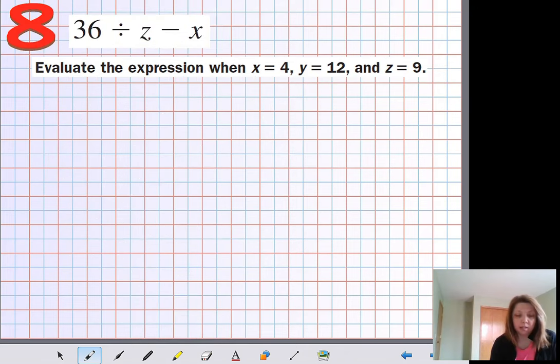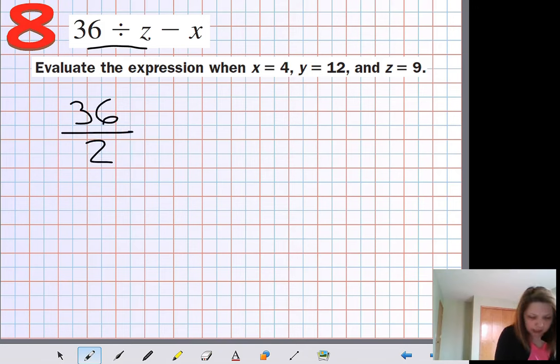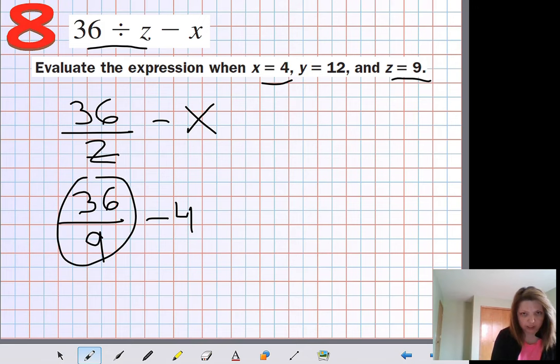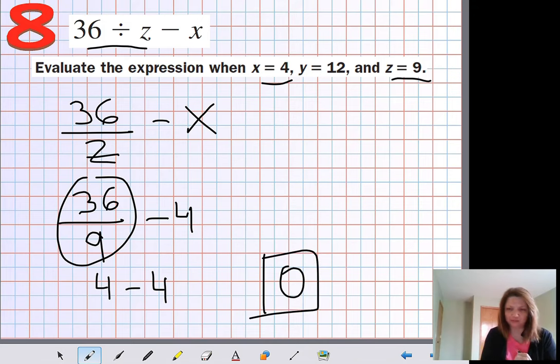36 divided by z minus x. So this example shows us this. 36 divided by z. So we're going to have 36 divided by z and then minus x. This is z. So I will substitute: 36 divided by z is 9 minus x is 4. Then 36 divided by 9, we've got to work on this. 36 divided by 9 will be what? 4, right? 4 minus 4. So final answer 0 for this example.